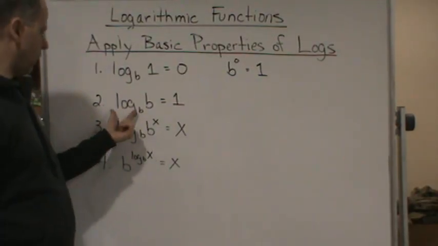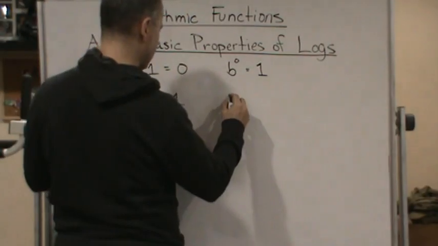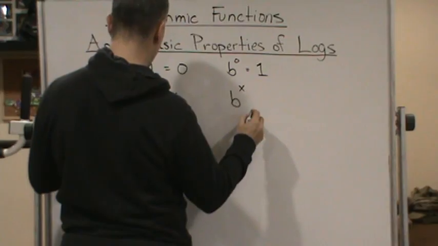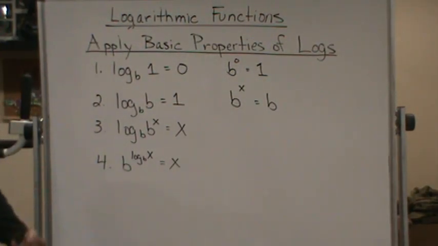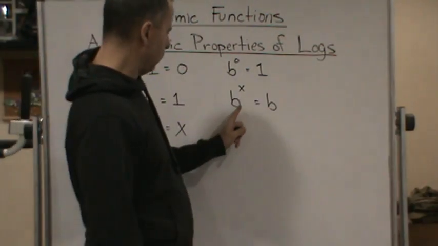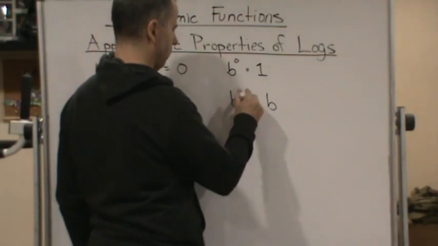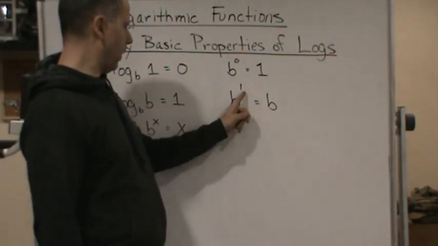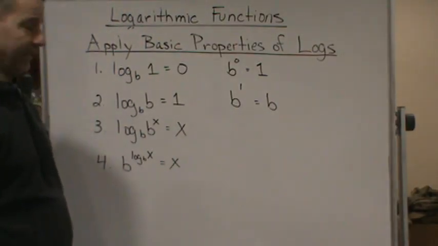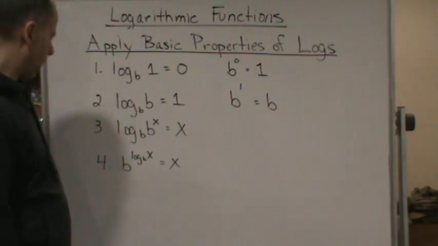Also, let's look at this one. The log base b of b is equal to 1. Same reasoning, right? If we take b and say, b to what power equals b? Based on what we know about exponents, the only exponent that will give us b back out is 1. So for any base raised to the 1 power, that will just equal the base. That's why this is always true. Now, what about 3 and 4?